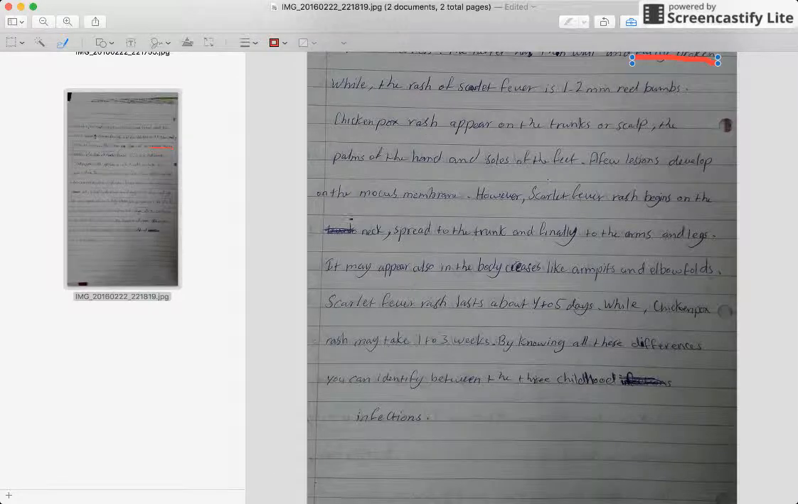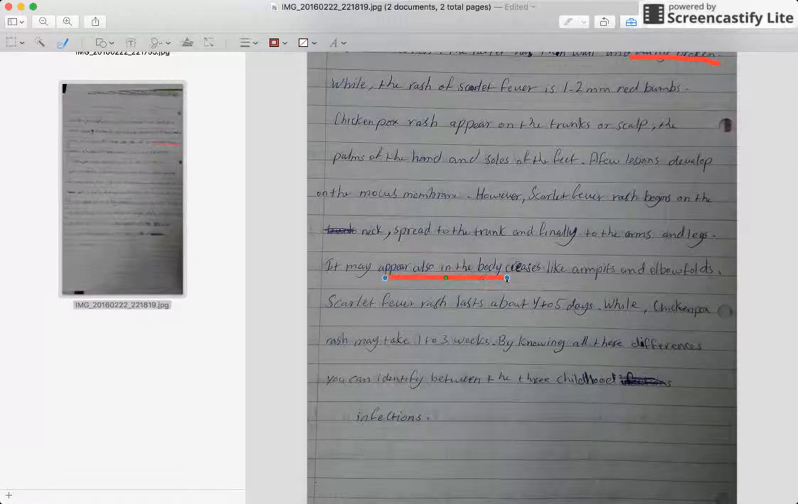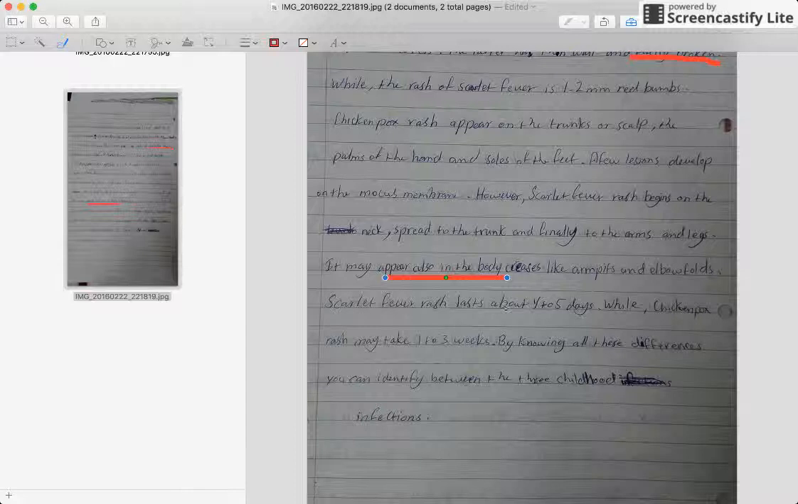Okay, a few lesions develop on the mucous membrane. However, scarlet fever rash begins on the neck and spreads to trunk and finally the arms and legs. It may appear also in the body creases like armpits and elbow folds. Okay, it's not that it may appear, it may develop into. That's a little different, okay? So you need to work on that. Scarlet fever rash lasts about 4 to 5 days, while chickenpox rash may last 1 to 3 weeks.